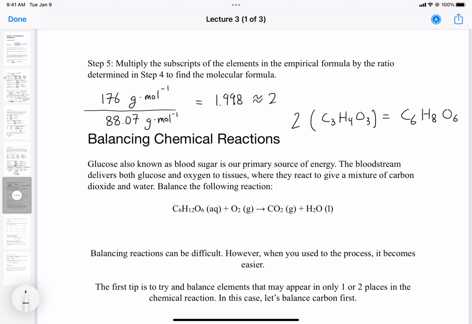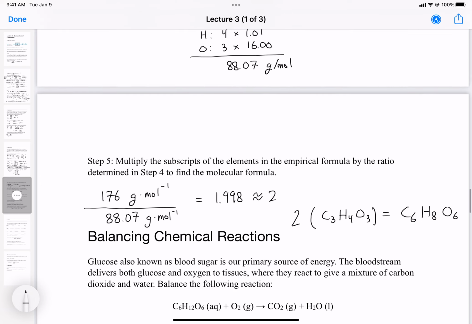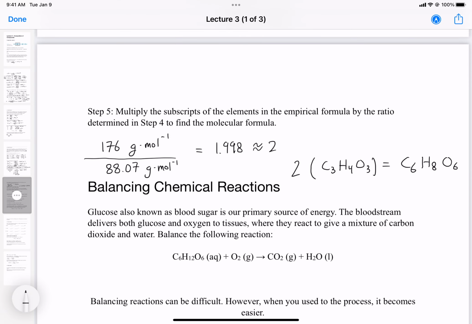All right, so let's move on here. Now we're going to start balancing chemical equations. So we've learned about the mole, the grams, how to calculate formulas and figure out percent composition based on combustion analysis. So now let's talk about balancing chemical reactions.